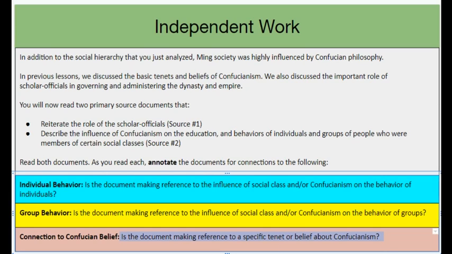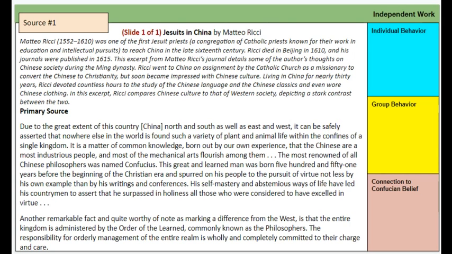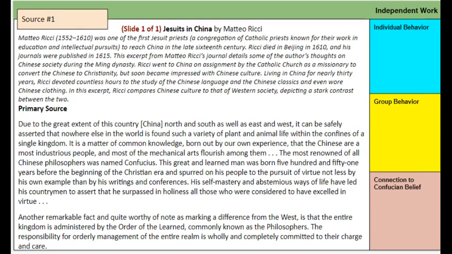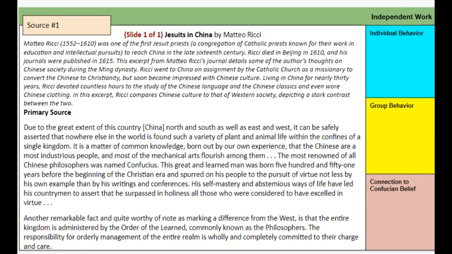So we have blue, yellow, pink. Blue is individual, social class, Confucianism; yellow is making reference again to group, social class, Confucianism; and then pink is, does this even connect to Confucianism? Now, this is source one, okay? Now, how would I look at it? I see this and I'm like, words, help, what do I do? This is a primary source, okay?